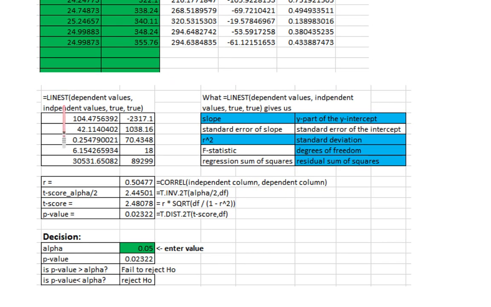Also, what I have is my dependent values. So this is my LINEST. I put this in. This is what came out. I have this to the side so I remember what each piece is. So this is my slope. This is the y part of the y-intercept. This is my r squared, standard deviation, degrees of freedom, and residual sum of squares, which I don't need. Here's where I got my r. In my spreadsheet, I use the CORREL. I did my independent first, then my dependent. LINEST wants the y values, then the x's. CORREL wants the x values and the y values.